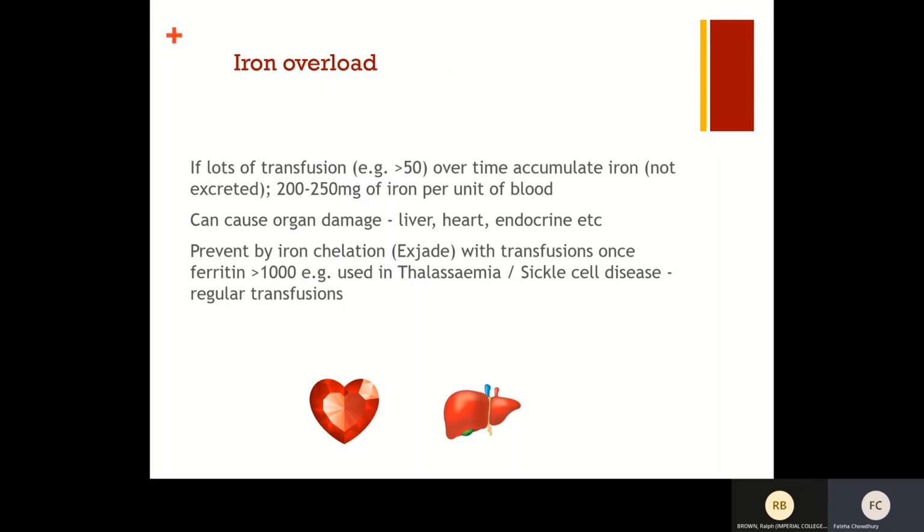The iron overload is a problem for patients who are needing regular transfusion support, and it can lead to organ damage, particularly liver, heart, and endocrine. And nowadays, XJ, which has revolutionized how we treat these patients, is given pretty much at the onset of transfusion to prevent this.